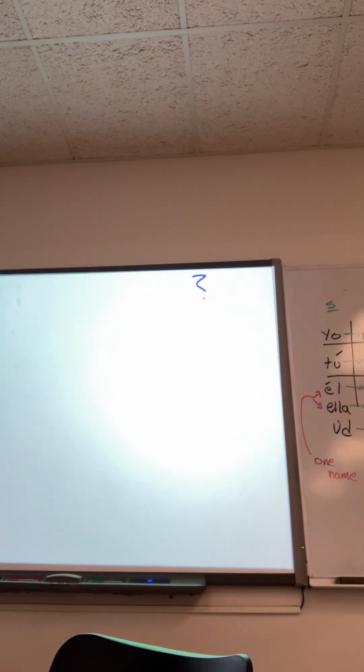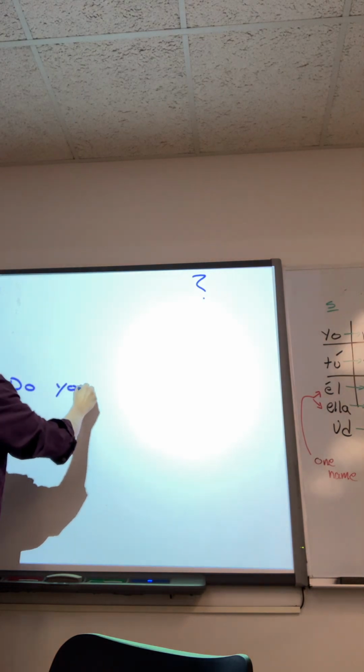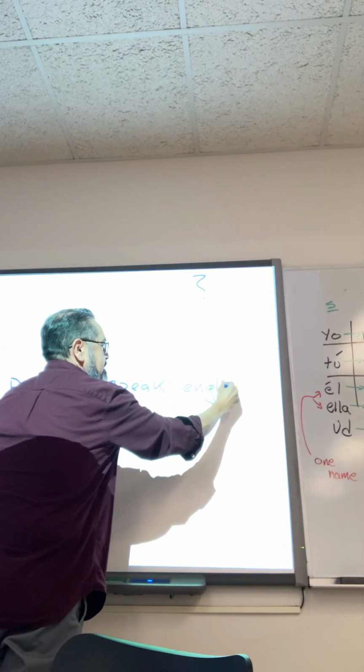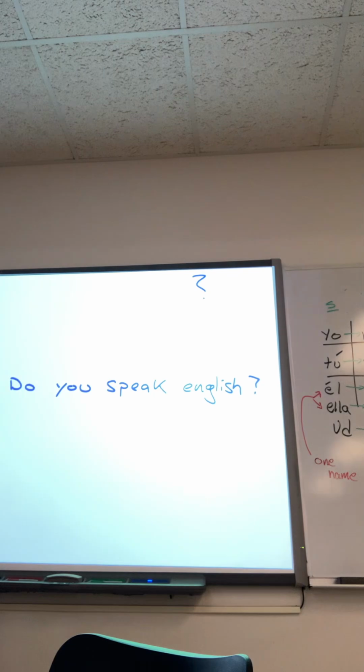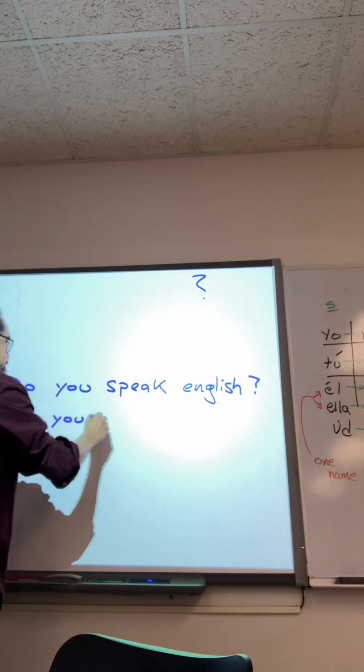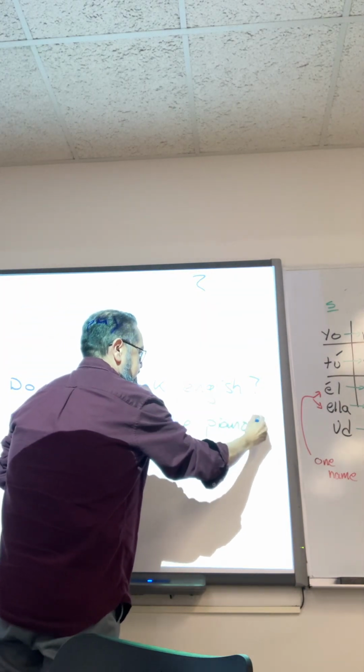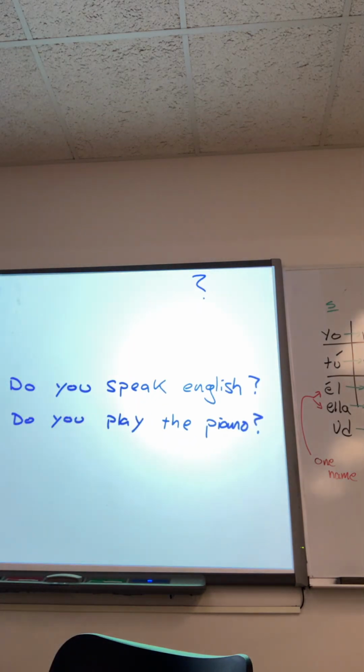all you need is a yes or no. So, for example, I can say, Caden, do you speak English? And he's like, yeah, or no. Okay? I can ask Seth, do you play the piano? All right? And he can tell me either no, or yes, if he does. Okay? All it really requires is a yes or no.